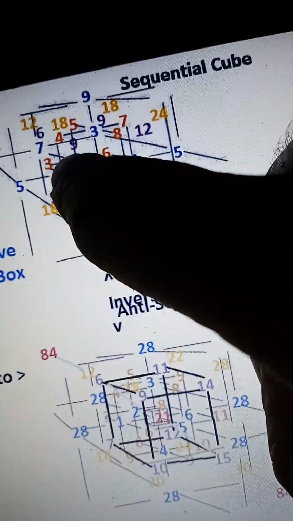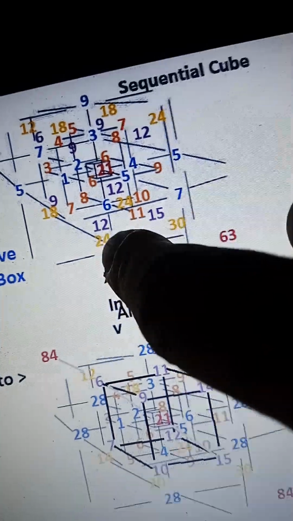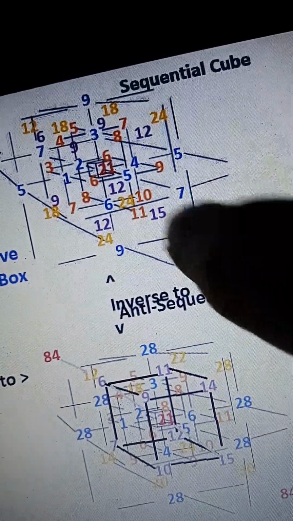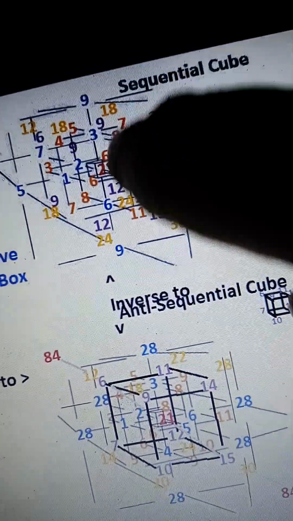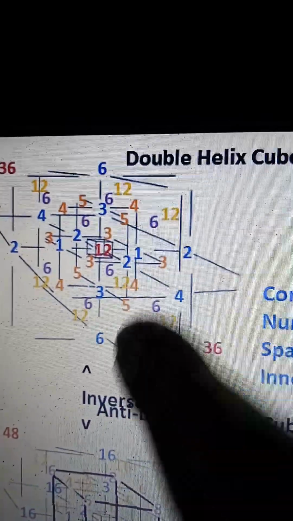7 plus 8 plus 3 is 18, which is double 9. So forth around here. 9, 18, 12, 24, 9, 18. Same right here. 6, 12, 6, 12, 6, 12, 6, 12, 6, 12.